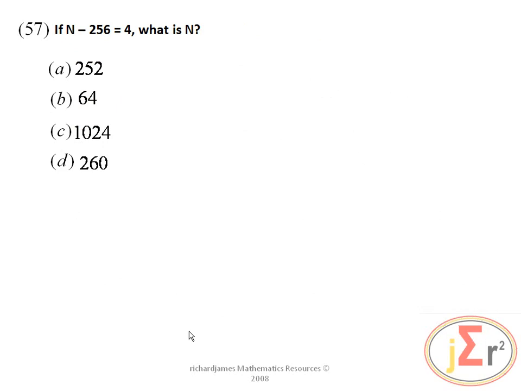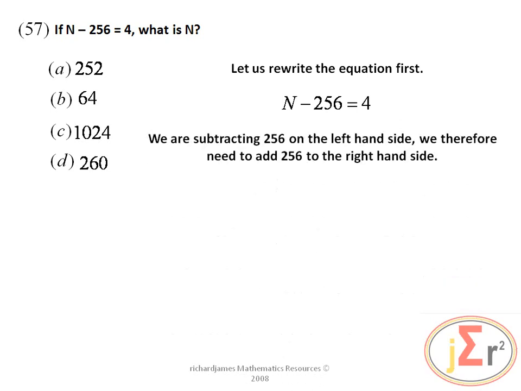If n minus 256 is equal to 4, what is n? So let us write the equation. So we have the same equation right there. We are subtracting 256 from the left hand side. We therefore need to add 256 to the right hand side.